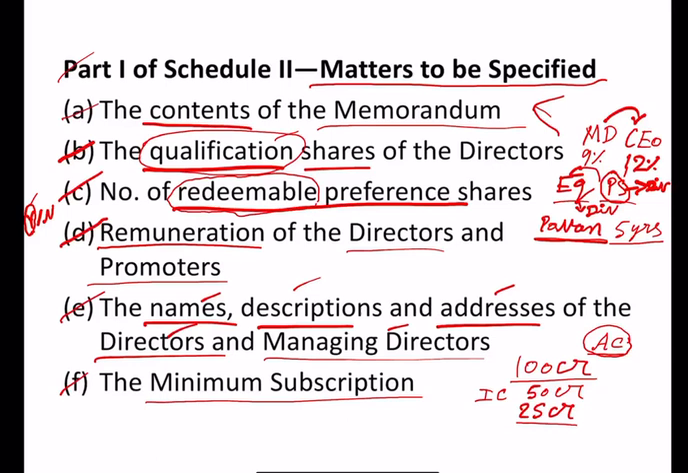What do you mean by this? For example, if any company has gone for an IPO process, IPO or FPO.